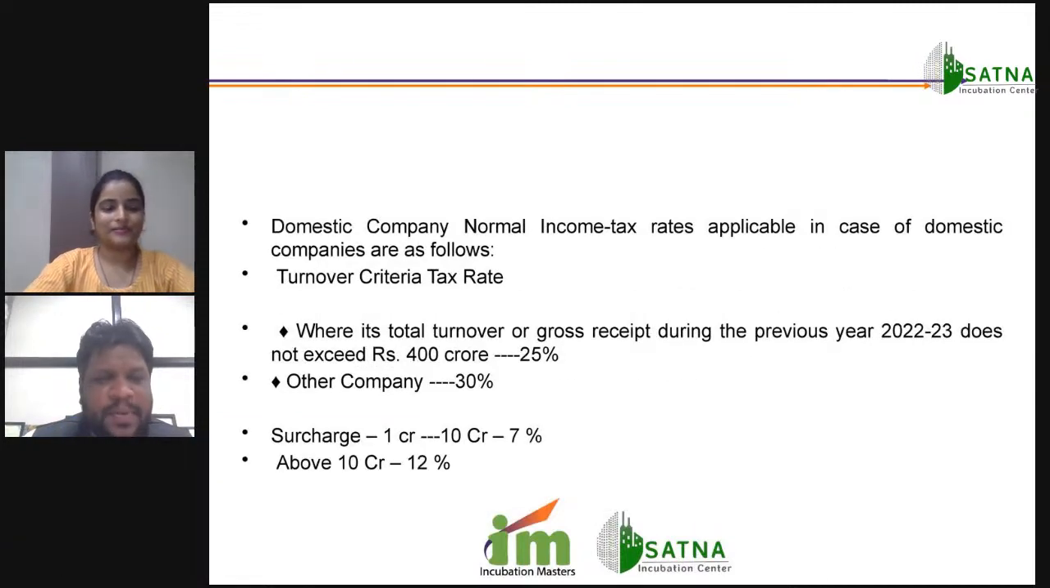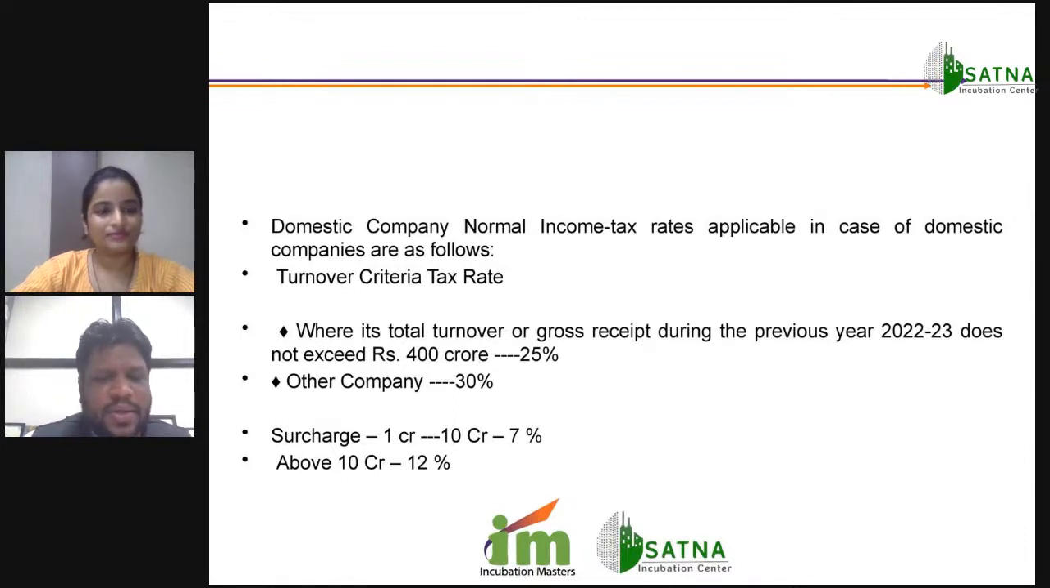So next we can see the domestic company normal income tax slab, that is, turnover criteria and tax rate. When the turnover or gross receipts during the previous year do not exceed 400 crores, the rate will be 25%. For other companies, it is 30%. These are the two criteria for domestic companies. The surcharge is the same: if the income is 1 crore to 10 crores, it will be 7%, and if it is above 10 crores, it will be 12%.